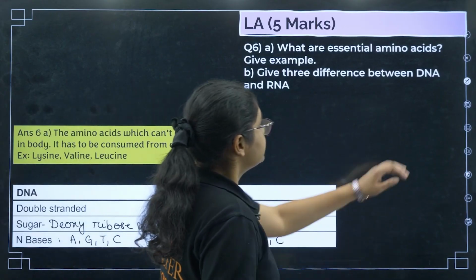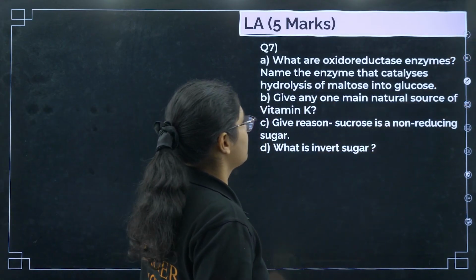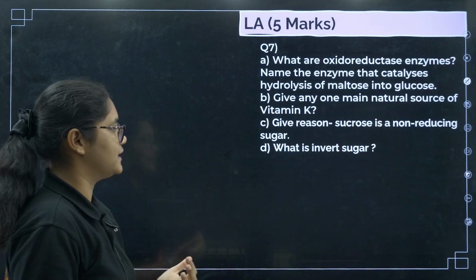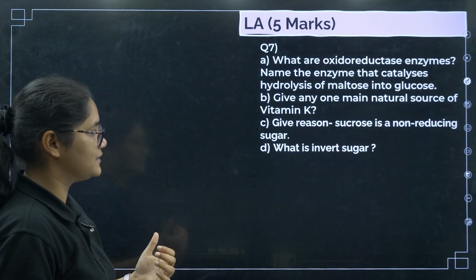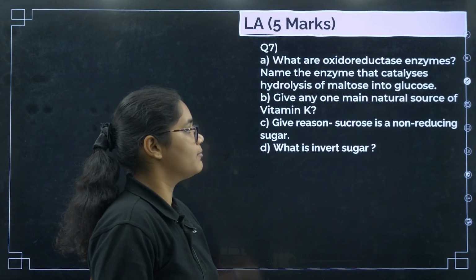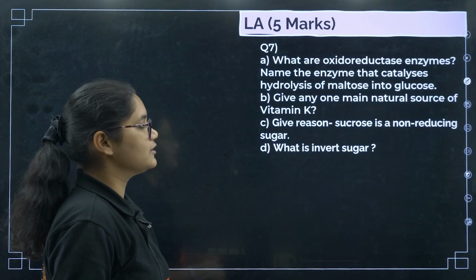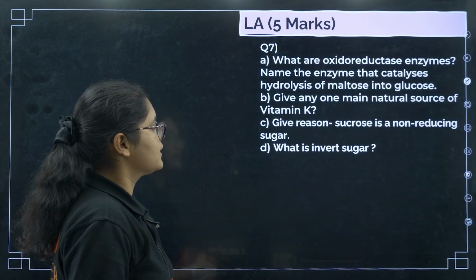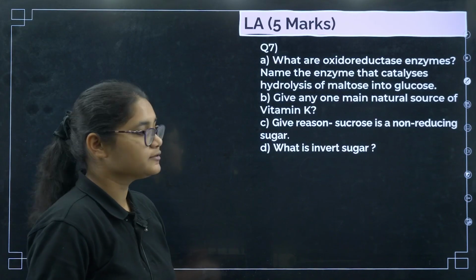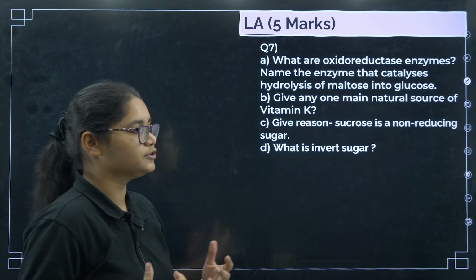Next we have the 7th one, what are oxidoreductase enzymes? Name the enzyme that catalyzes the hydrolysis of maltose into glucose. Next, give any one main natural source of vitamin K. Give reason that sucrose is a non-reducing sugar and what is an invert sugar.